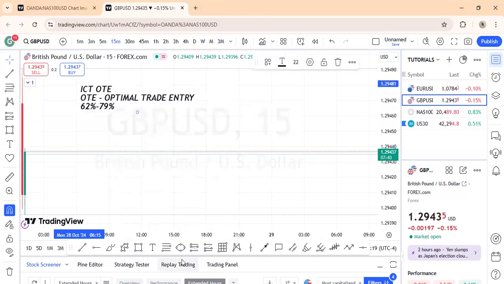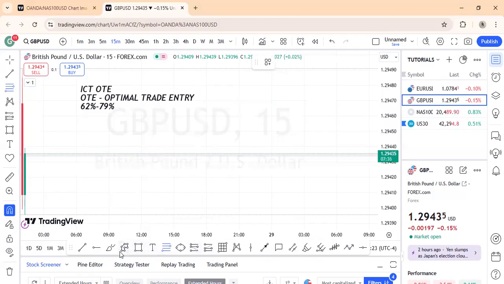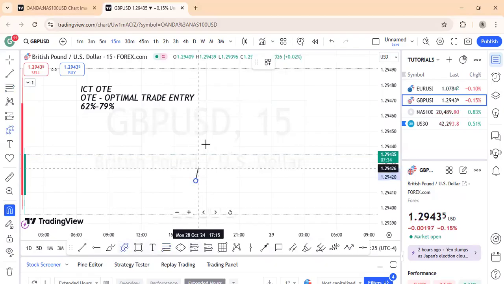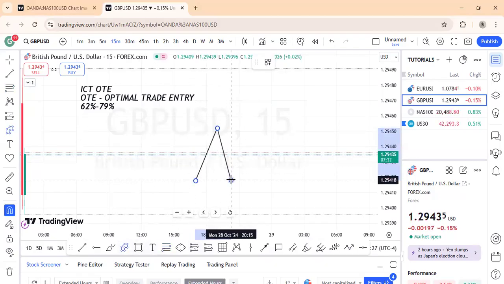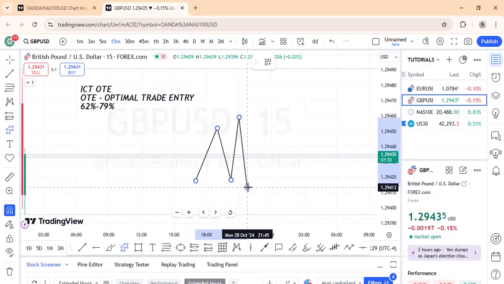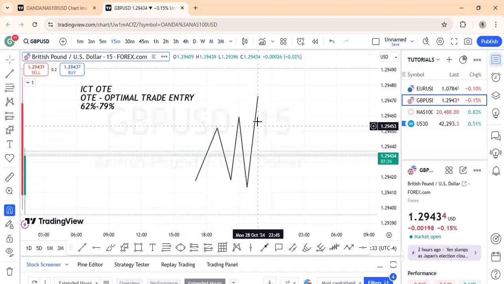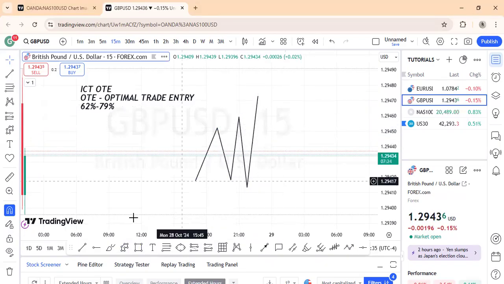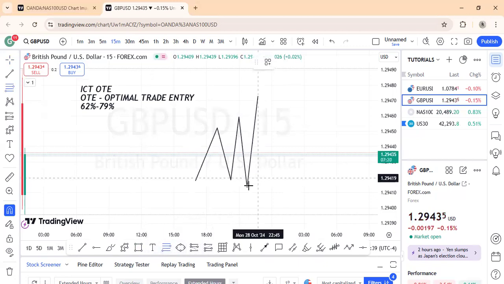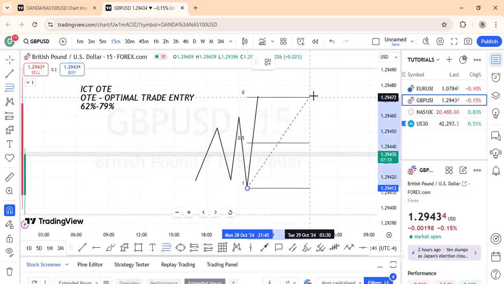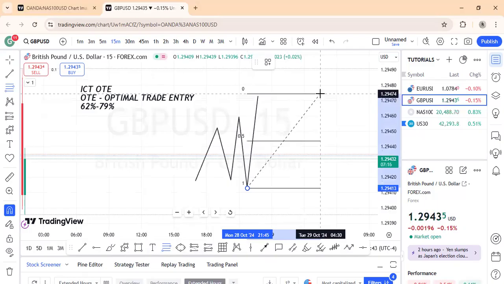Now, this fib level is drawn this way. For a bullish example, let's say you have a bullish market and you want to use your ICT OTE for your entry. Your market is bullish, so you're looking to buy. The ICT OTE stipulates that you simply bring out your Fibonacci tool and plot it from this swing low to this swing high.